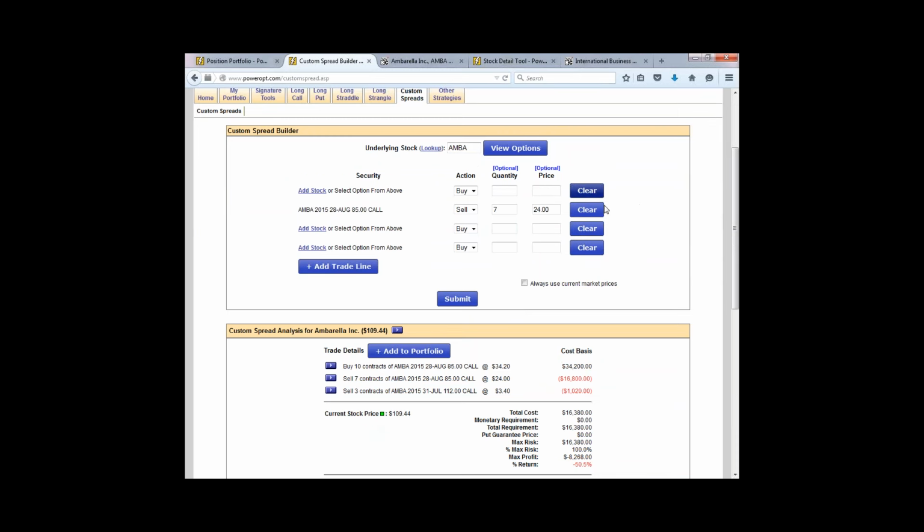The ratio might work for you, again, or the butterfly, but you'd have to play with the numbers and see what's available. As well, of course, Clyde had mentioned, what about rolling out? Sure, you could do that as well. You could try to roll it out further in time and at a different strike price. That's an opportunity as well. So I'm sorry, let's go back here to August.